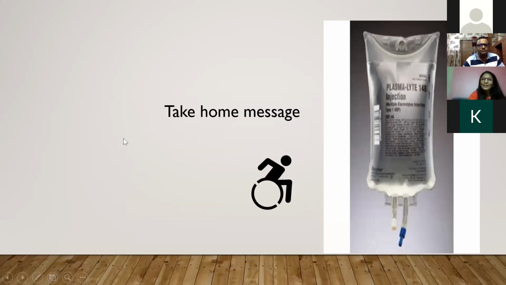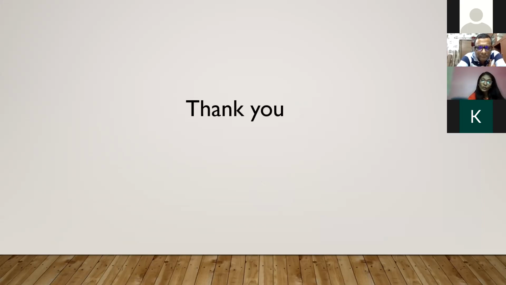So the take-home message is left to our judgment, though why would we selectively want to put the patients through higher sodium loads and higher chloride loads, leading to the possibility of more renal replacement therapy requirements and higher mortality? So my take-home message is that we lean more towards the balanced salt solutions.